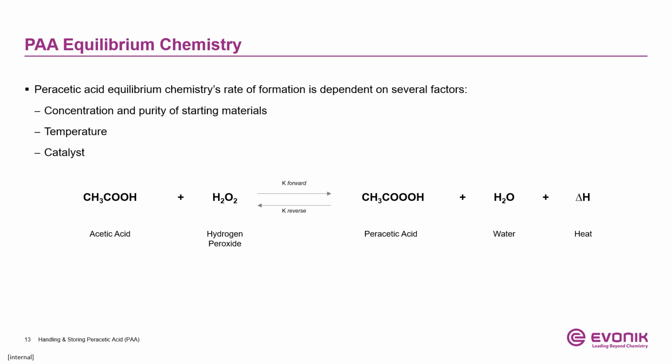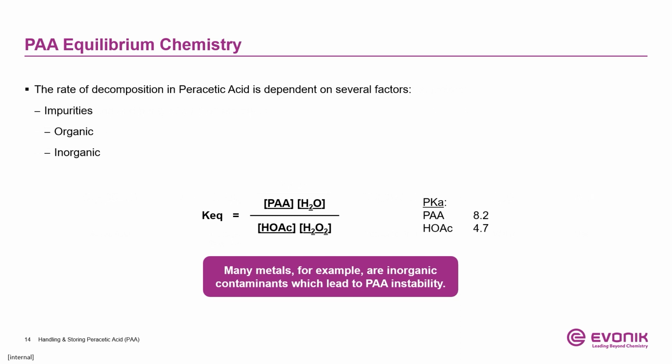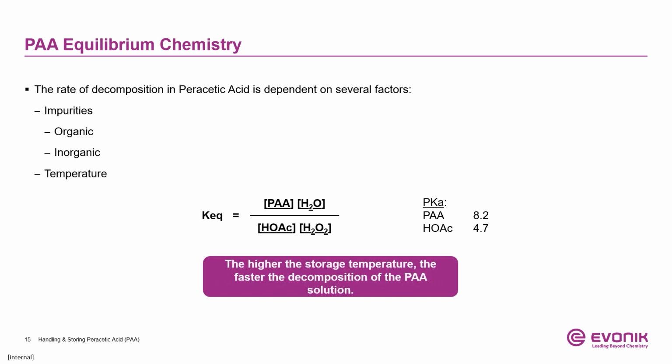PAA equilibrium chemistry's rate of formation is dependent on the concentration and purity of starting materials, temperature, and catalyst. The rate of decomposition of peracetic acid is dependent on several factors, including impurities, both organic and inorganic. Many metals, for example, are inorganic contaminants which lead PAA to instability. Temperature also plays a key role in PAA stability. The higher the storage temperature, the faster the decomposition of the PAA solution.